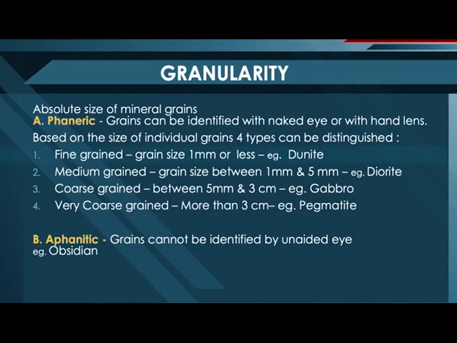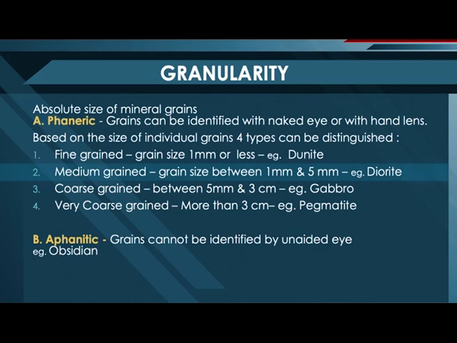So, based on the size of the individual grains, four types of granularity, textures, can be seen. They are fine grained. The grain size will be less than 1 millimeter in diameter. The best example is dunite, a rock which is fully made up of olivine. Almost more than 90% of the rock is made up of olivine grains. It has a sugary appearance.